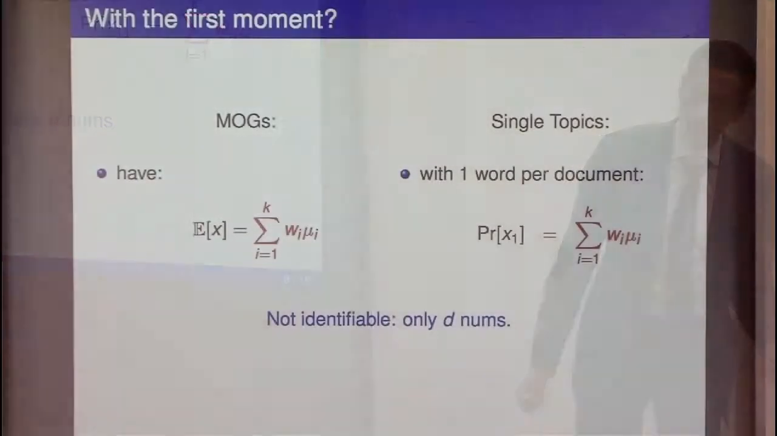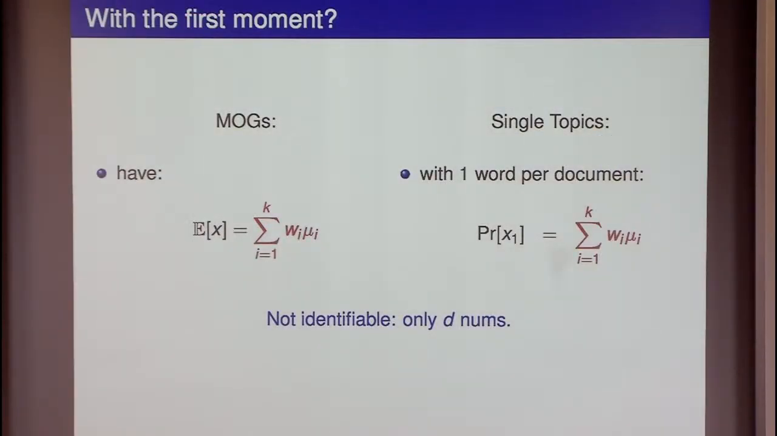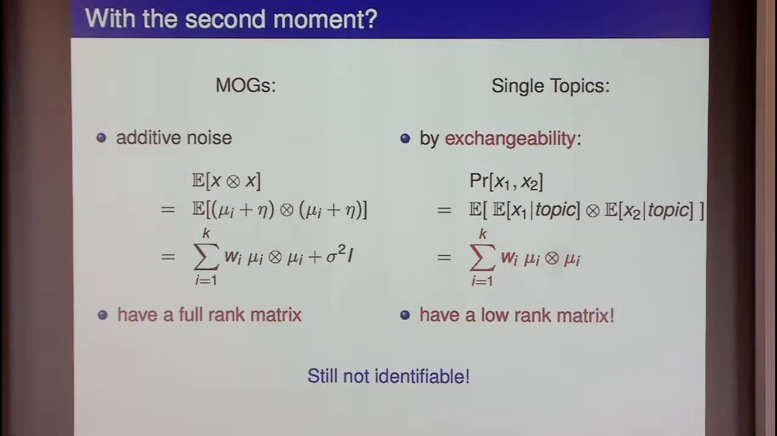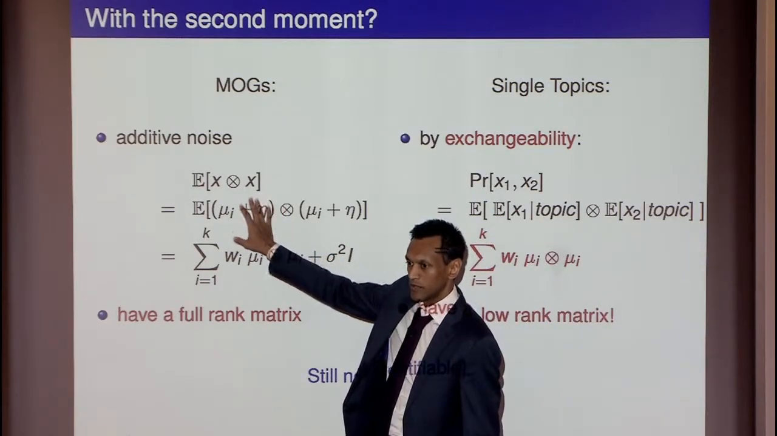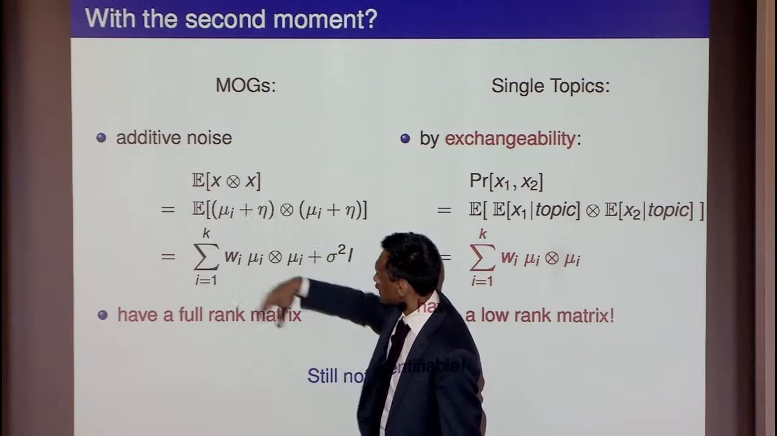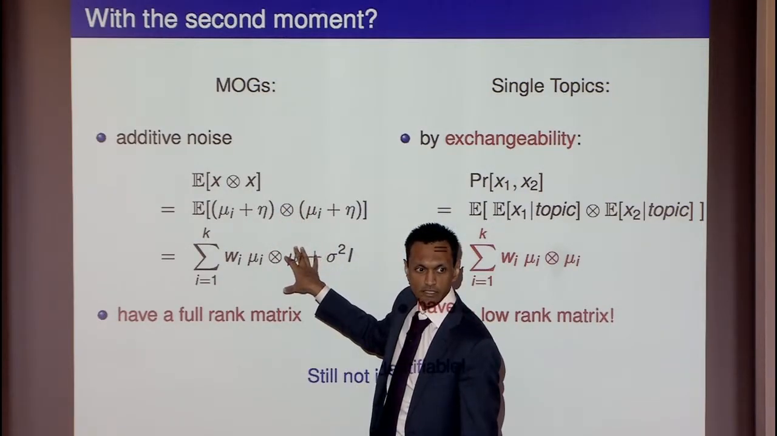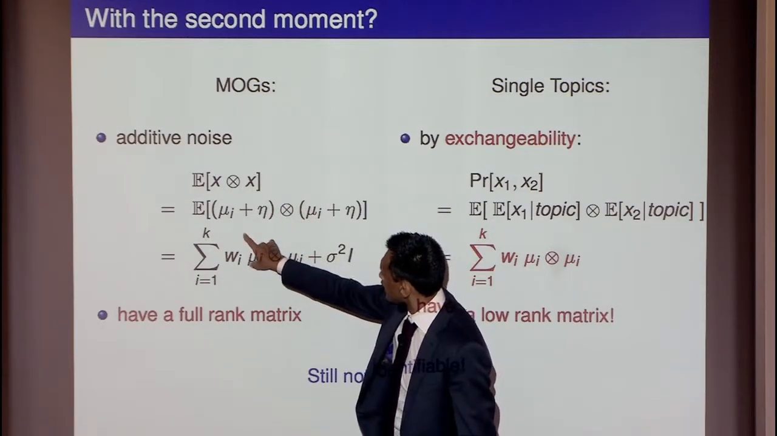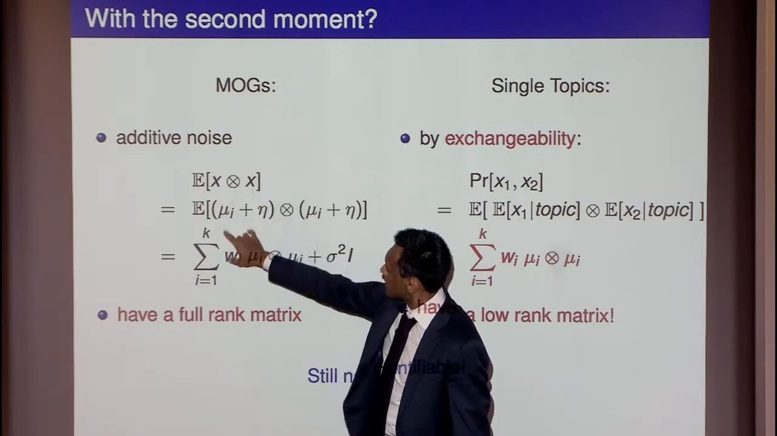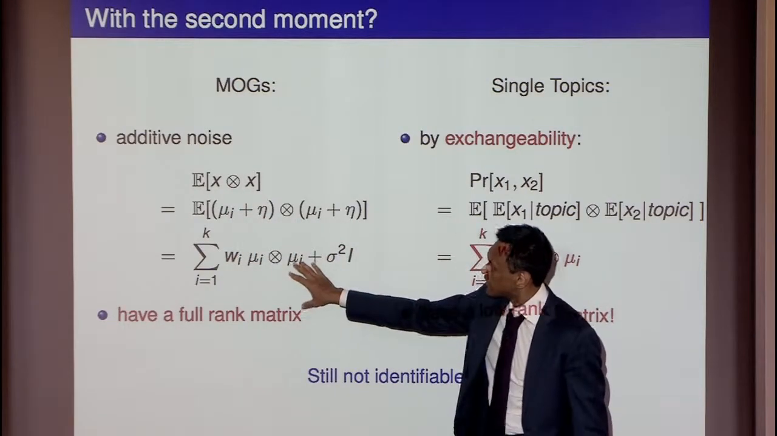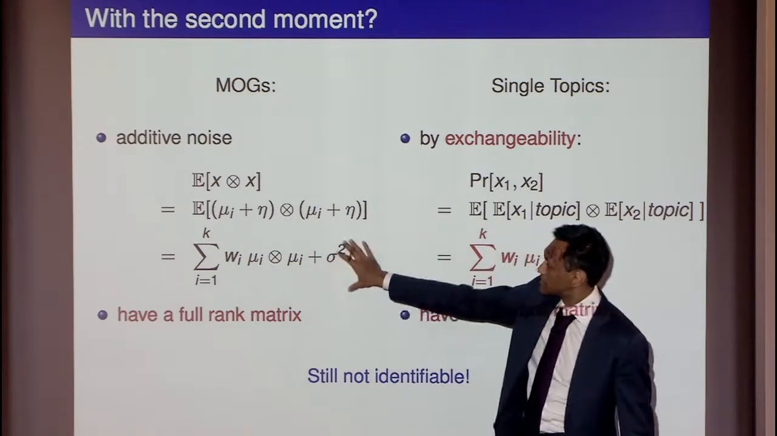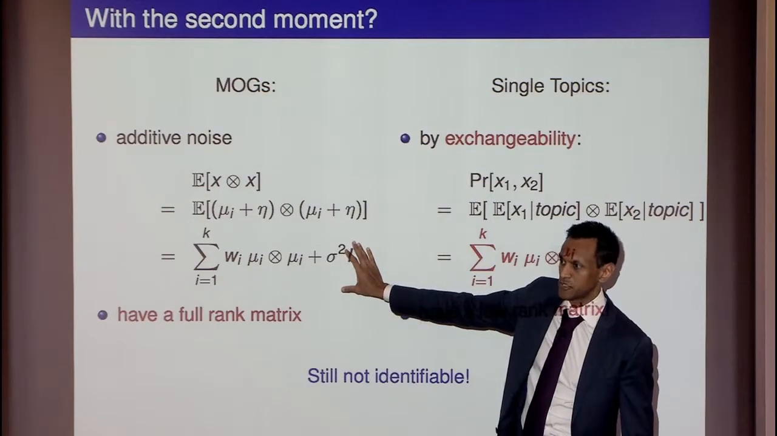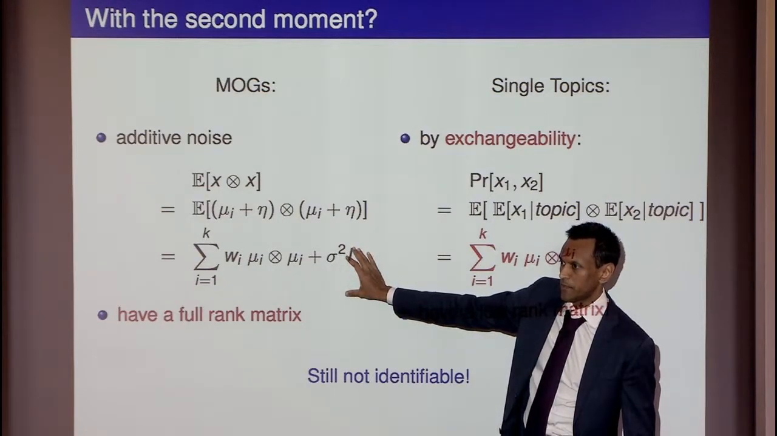So now things start getting a little more interesting. So let's look at the second moment. So the second moment, for the mixture of Gaussians case, in the spherical case, let's just assume all of the variances are the same. So then when we look at the second moment, we get mean plus noise. So we get one term, which is like how the means relate to each other, plus this additive term, which is due to the noise, sigma squared times the identity. Right?